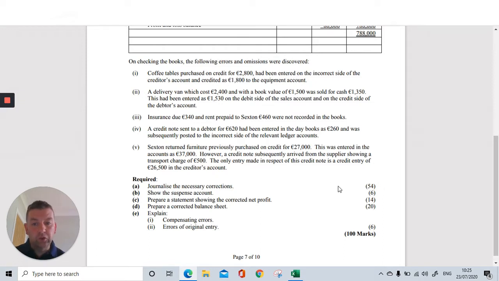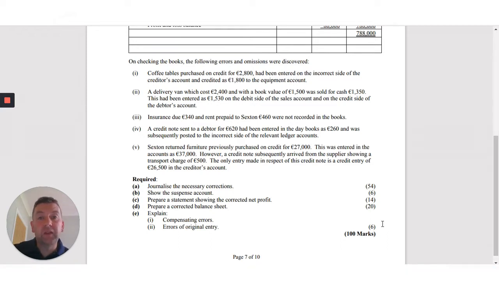You're required to journalise the corrections, which is worth 54 marks, show a suspense account, which is worth 6 marks, a statement of corrected net profit, which is 14 marks, and a balance sheet, which is 20 marks, and then a bit of theory, which is worth 6 marks.